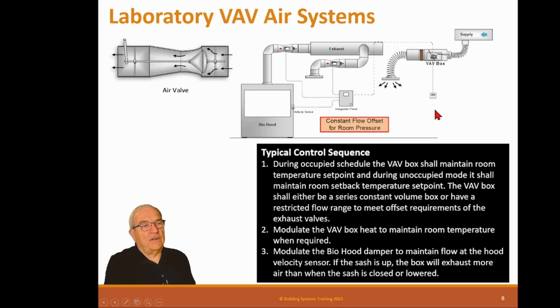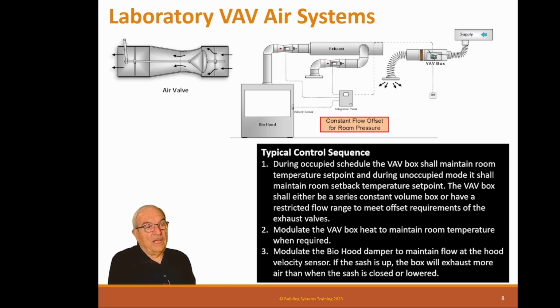So here's the standard sequence. During occupied schedules, the VAV box shall maintain room temperature set point, and during unoccupied mode, it shall maintain room setback temperature set point. The VAV box shall either be a series constant volume box or have a restricted flow range to meet offset requirements of the exhaust valves.